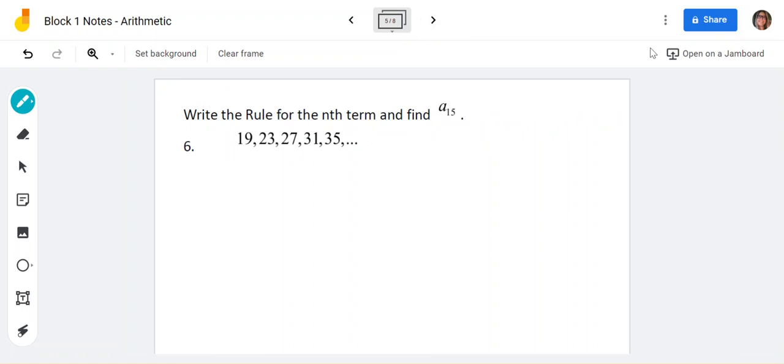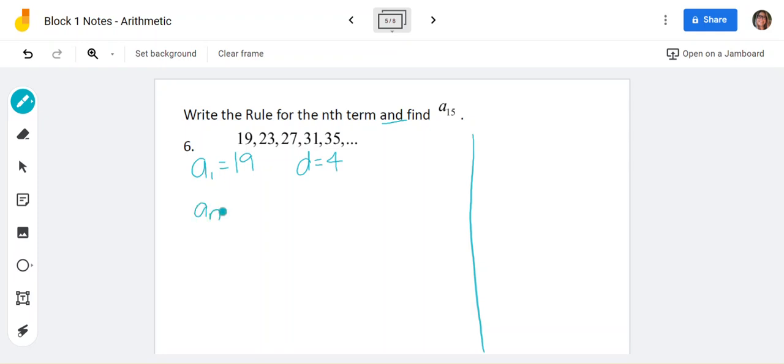Write the rule. Again, that's the same thing, meaning write the equation and find a sub 15, the 15th term. We'll do that part shortly. So if we're going to write the rule, we need to know a sub 1. We need to know the common difference. So a sub 1 is 19 because it's the first thing in our list. And then we're adding 4 each time, so our common difference is 4.